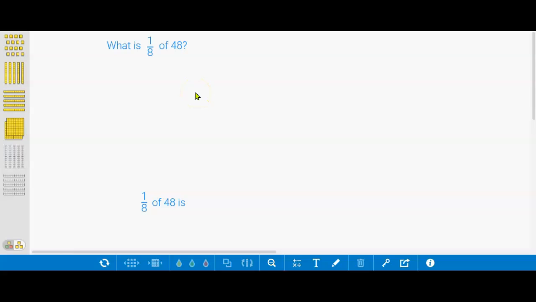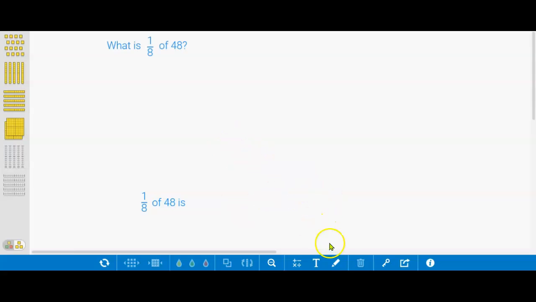Today we're going to find 1/8 of 48. This problem is different from the last ones we've done because there's no story behind it, but that's okay. We don't need a story. 1/8 of 48 means we're going to have 48 units, cubes, yellow squares, and we need to put them into 8 rows and ask ourselves how many yellow squares are in one of those 8 equal rows.